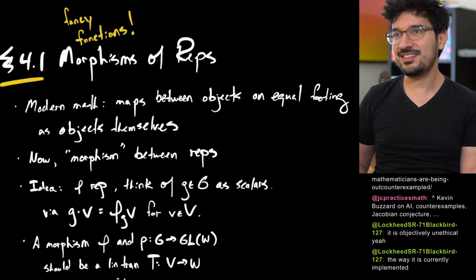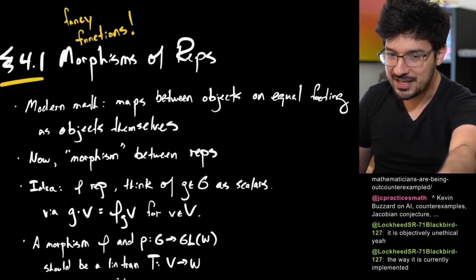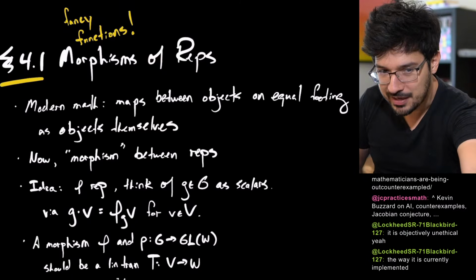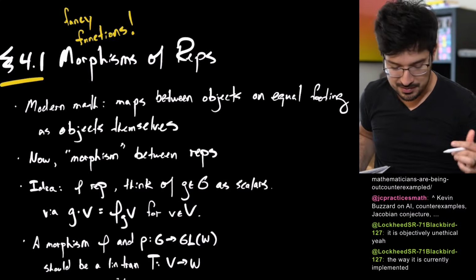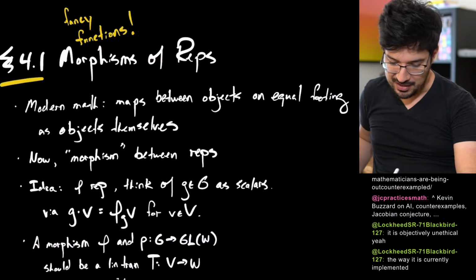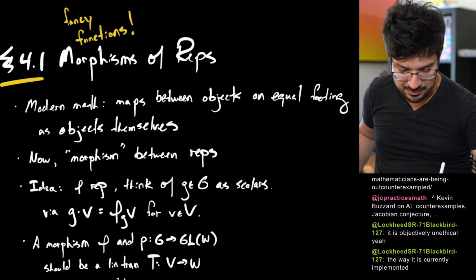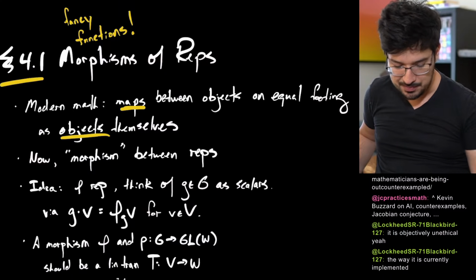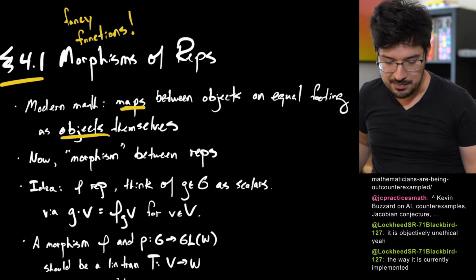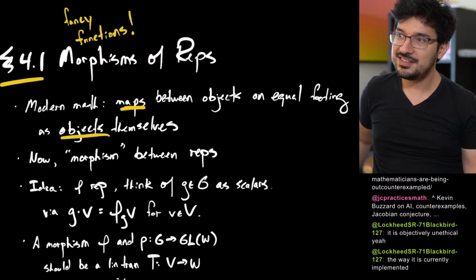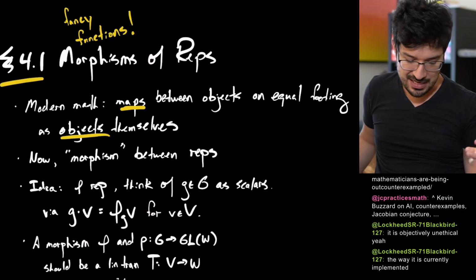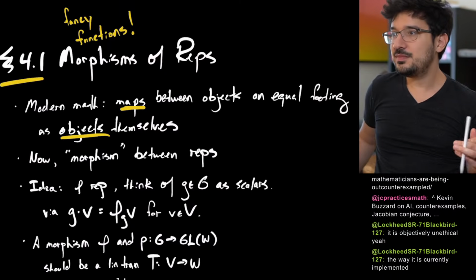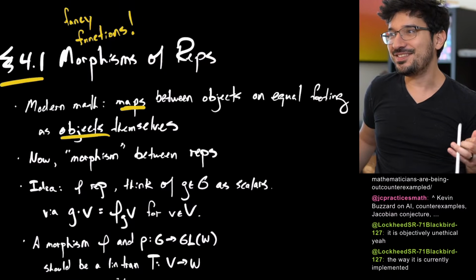Look at this. Dude, we are getting away from object-oriented programming and we are getting into functional programming. The maps are just as important as the objects themselves. So I'm glad you're here for this. We're learning about fancy functions today. Yay, morphisms. I know, right?